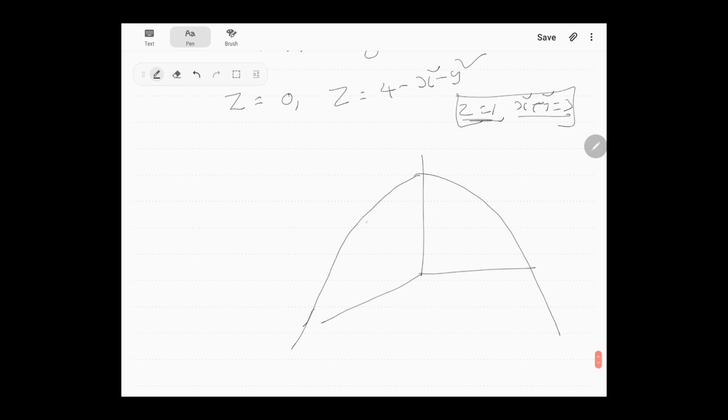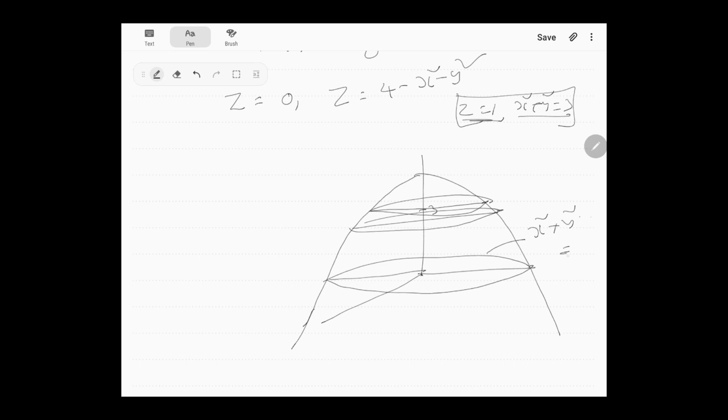So for example, if I take z is equal to say 3, that means this is a plane. On this plane, you will have one circle. On another plane, you will have another circle. Like that, for different planes, you will get different circles. On this plane, for z is equal to 0, you will have one circle called x square plus y square is equal to 4. In polar coordinates, its value is r is equal to 2, and z is equal to 0.